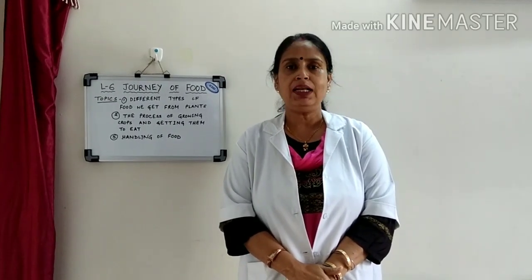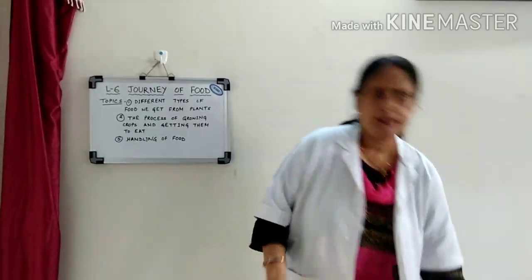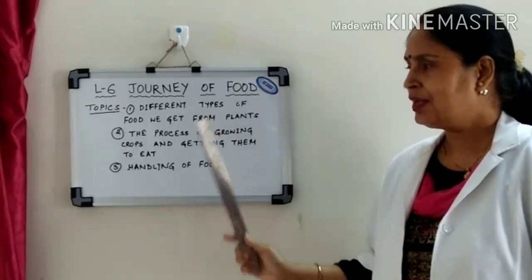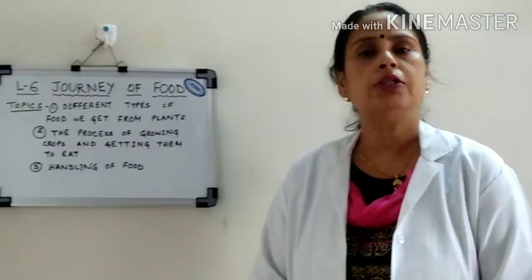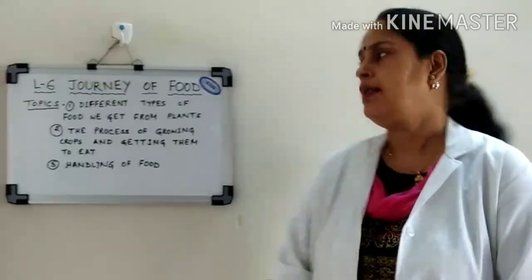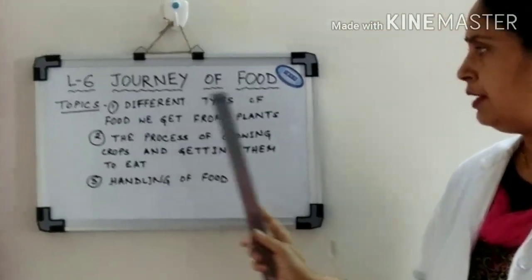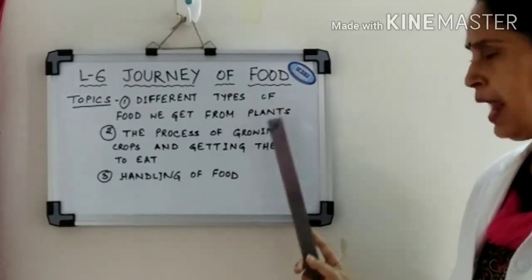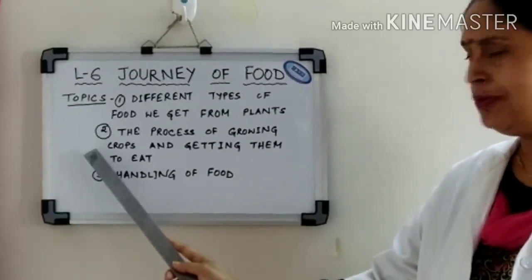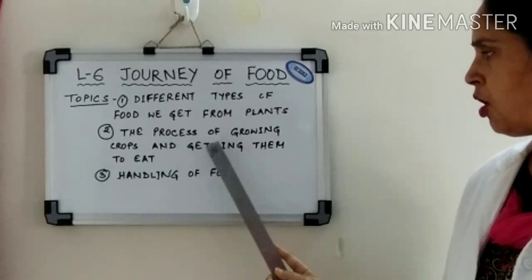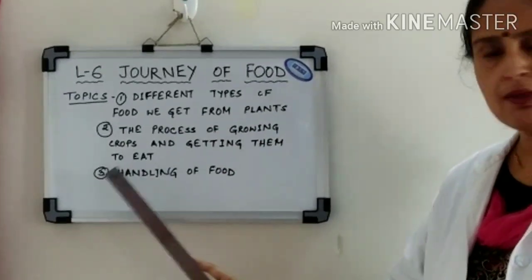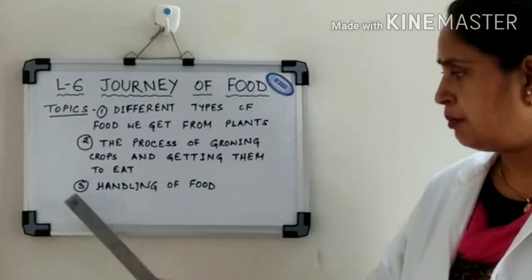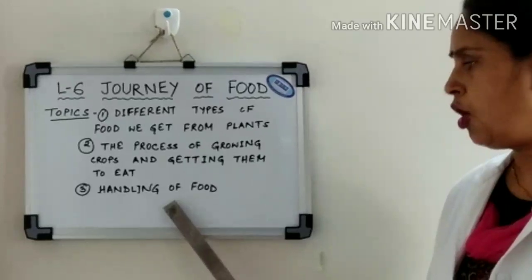Today, I will teach you lesson 6, Journey of Food. I will discuss 3 topics. Number 1, different types of food we get from plants. Number 2, the process of growing crops and getting them to eat. Number 3, handling of food.